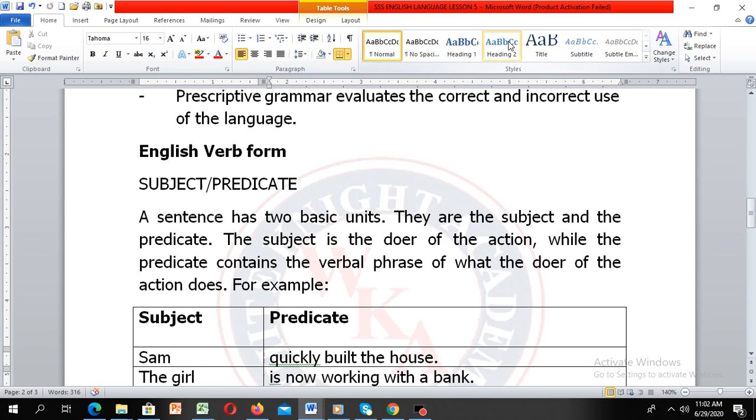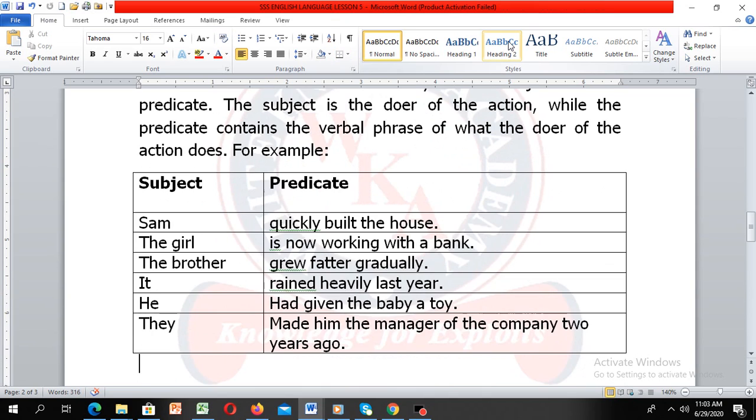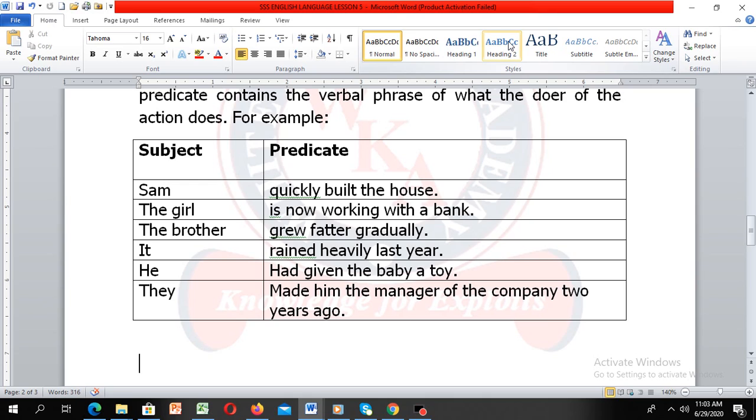Good. Let's go further. Now let's take a look at these few examples here. We have Sam. Sam is a subject. Quickly built the house is a predicate because it's receiving the action performed by Sam. So Sam is the subject. Is that clear? Good.